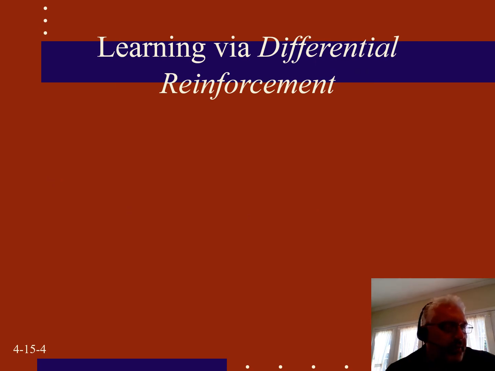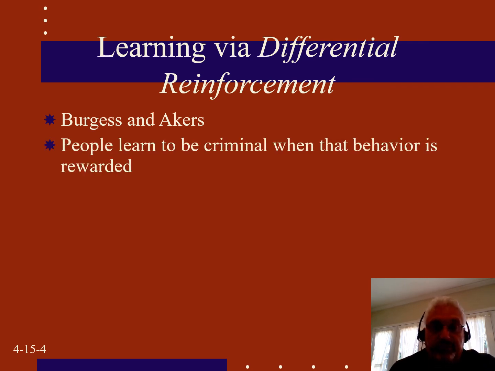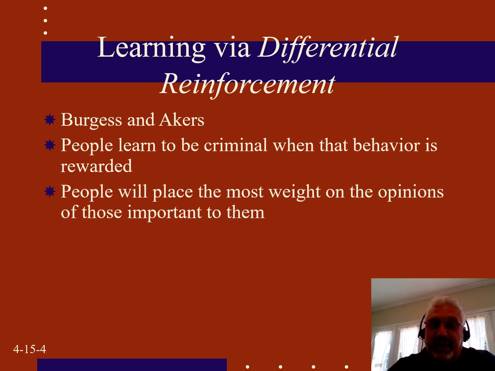And then lastly is learning via differential reinforcement. And so Burgess and Akers, a couple of authors, studied essentially how people learn to become criminals. And their basic conclusion is that people learn to become criminal when that behavior is rewarded. And well, how does that happen?